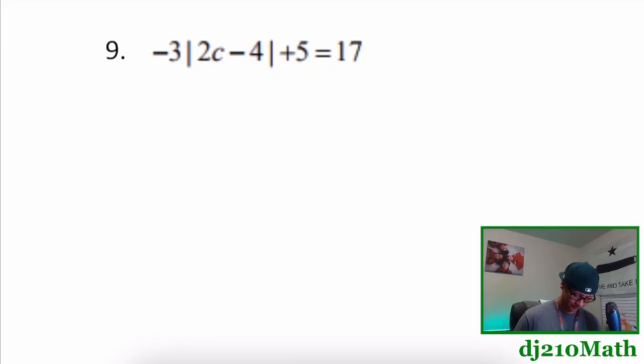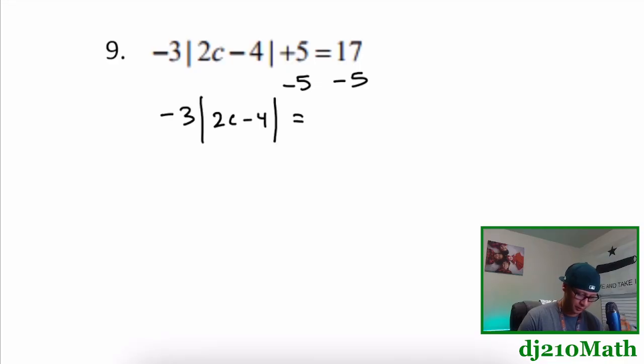All right, number 9. Negative 3 absolute value of 2c minus 4 plus 5 equals 17. So the first thing I'm going to do is subtract 5. So negative 3 absolute value 2c minus 4 is equal to 12. Right, 17 minus 5 is 12.